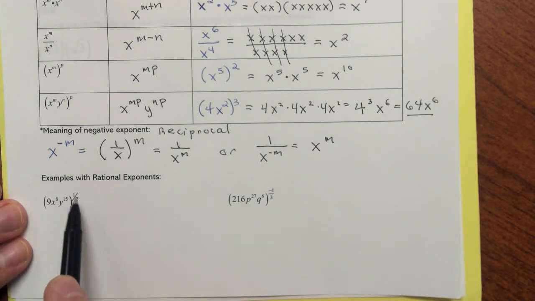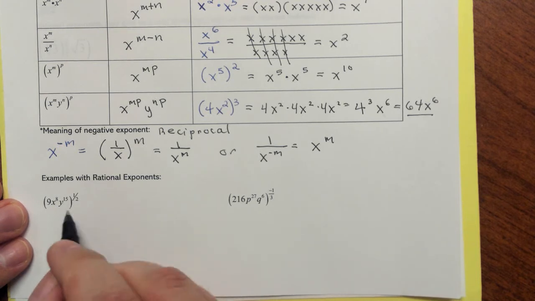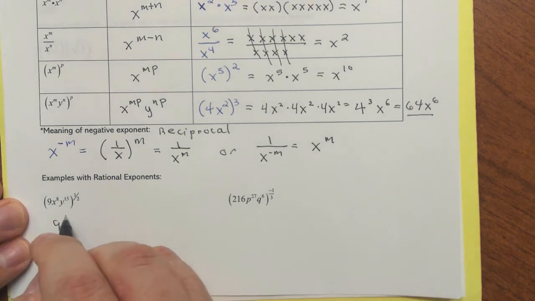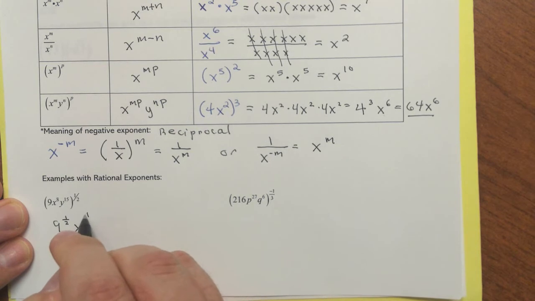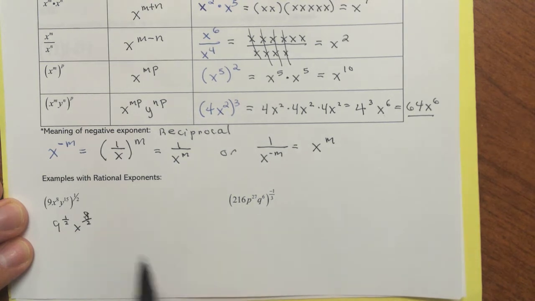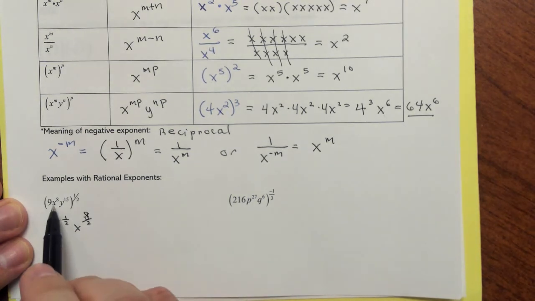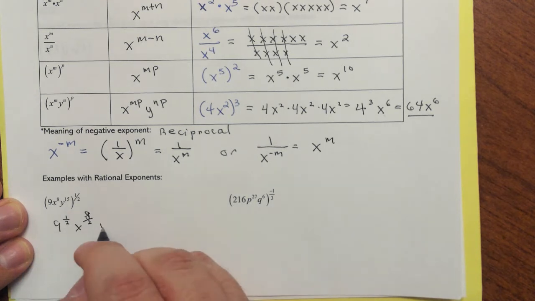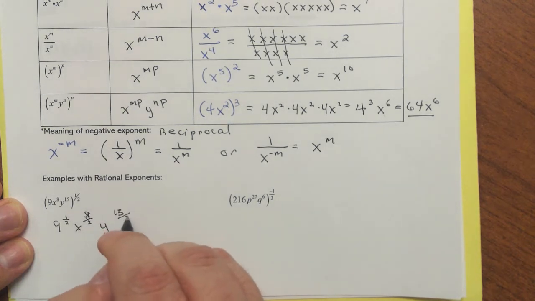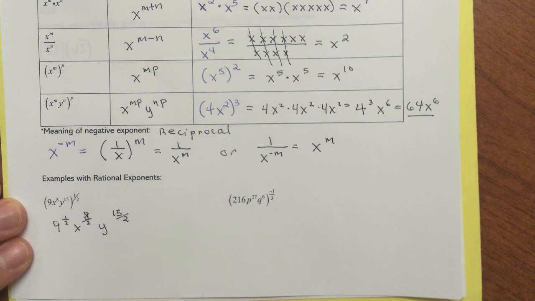So here I have 1/2. I will apply this to each factor. 9 to the 1/2, x to the 8th will become x to the 8 halves. y to the 15th becomes y to the 15 halves. And then I wish to simplify this if I possibly can.